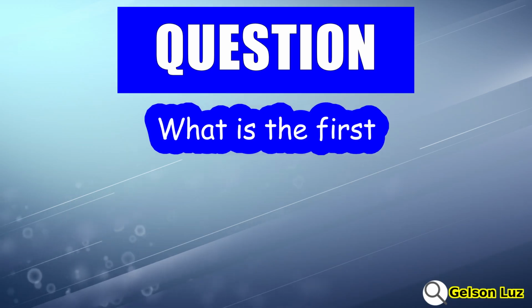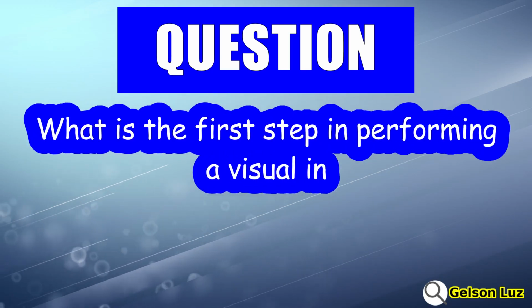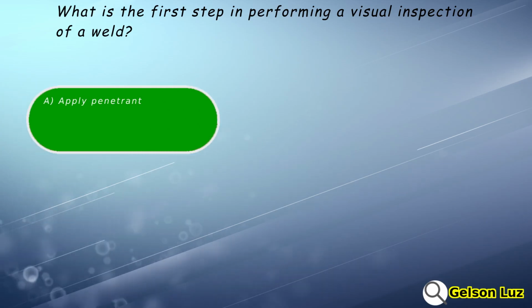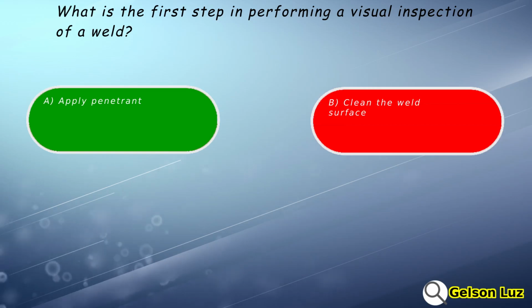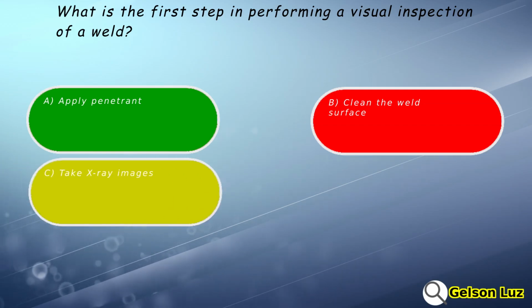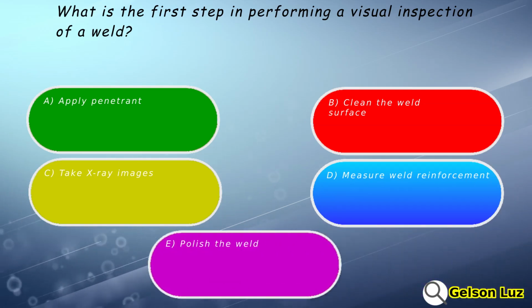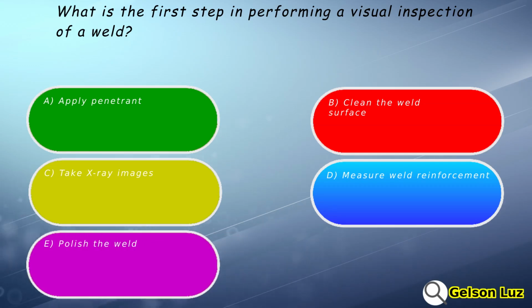What is the first step in performing a visual inspection of a weld? A. Apply penetrant. B. Clean the weld surface. C. Take X-ray images. D. Measure weld reinforcement. E. Polish the weld.